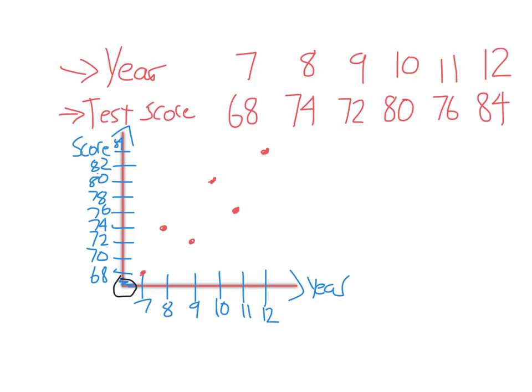So when we're drawing a scatter plot, we don't join up all the dots. Instead, what we want to do is we want to be able to draw a line that is as close to all of the data points as possible. So the way we do that is as follows.